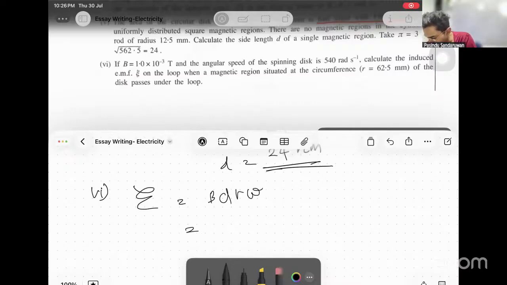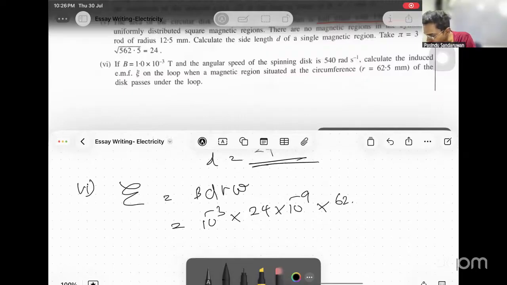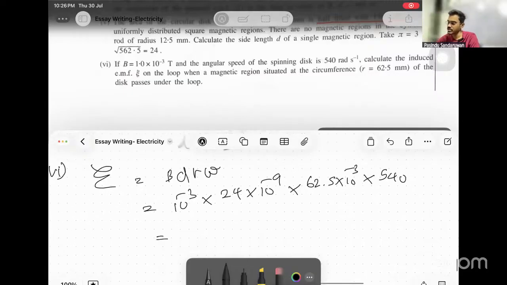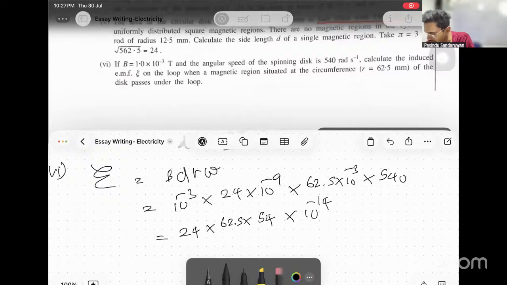Then B is given, 10 to the power minus 3, right? And d we found, 24 nanometers, 10 to the power minus 9. Radius 62.5, but in millimeters, so 62.5 times 10 to the power minus 3. Omega is 540, right? Again a simplification. Then the numbers are 24 times 62.5 times 54, and the remaining powers of 10 are minus 3, minus 9, minus 12, minus 12, minus 3, minus 15. Then with this 10, 10 to the power minus 14, right?